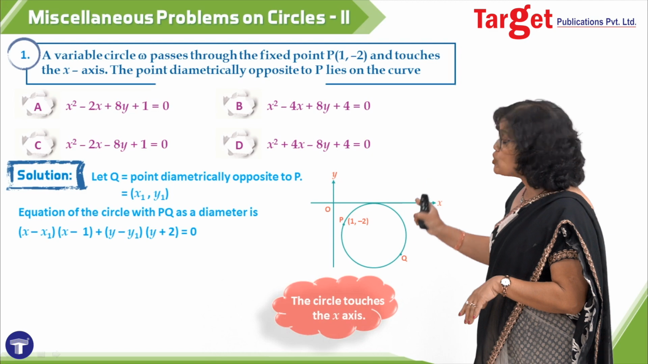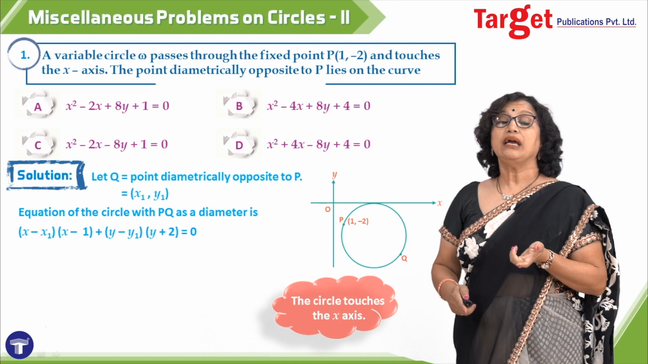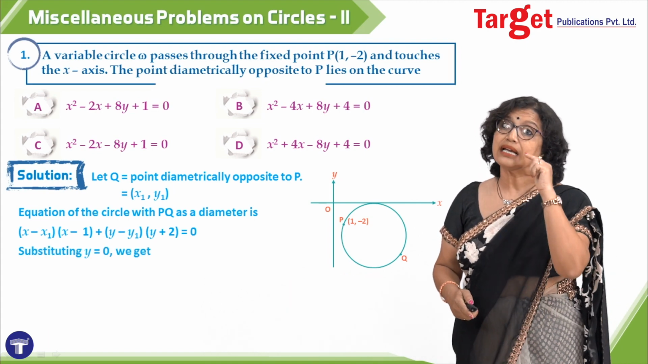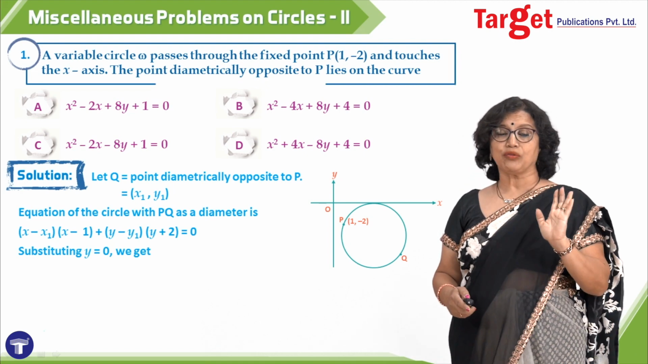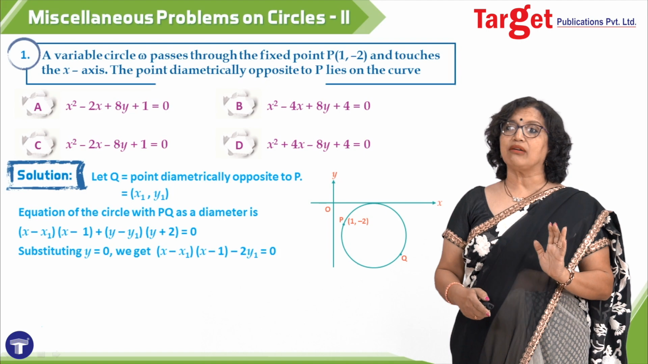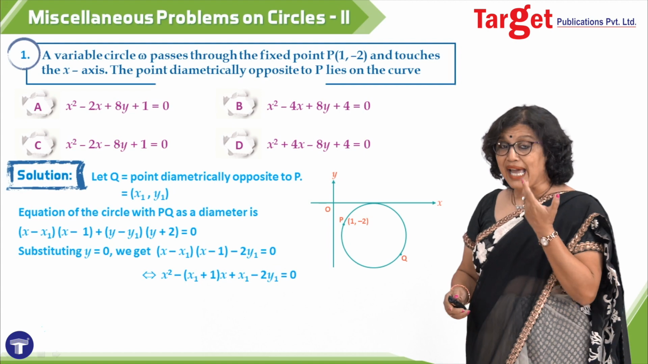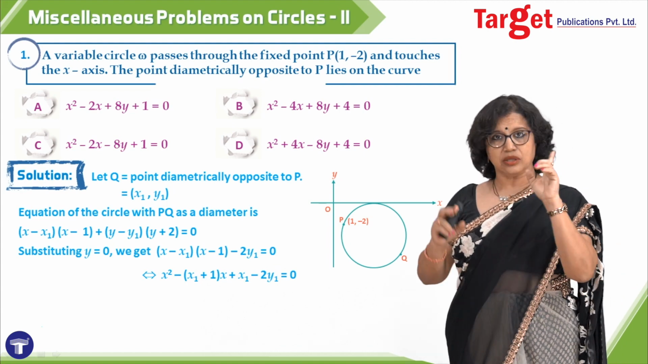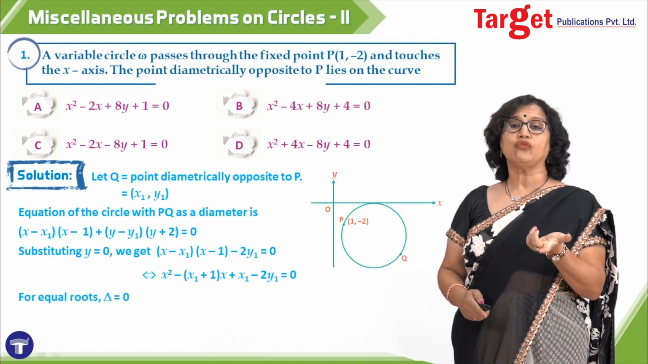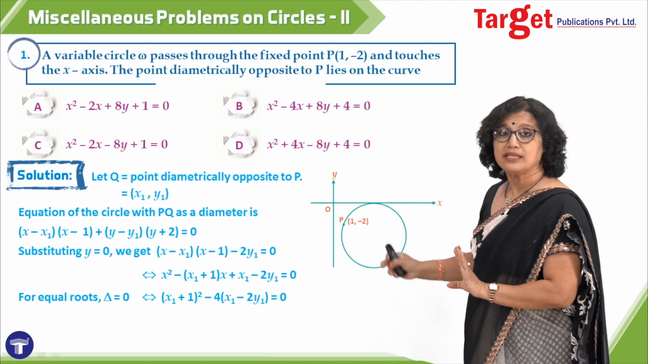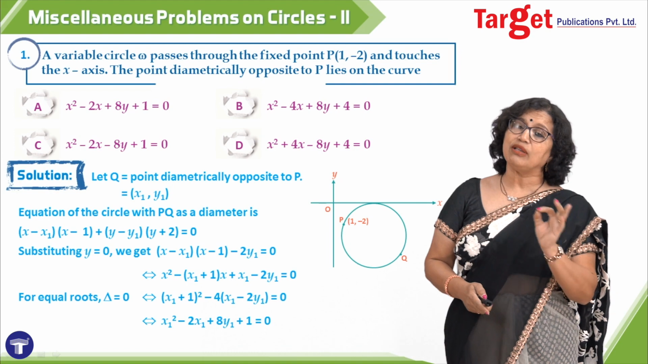Okay. Now also the question says that the circle touches the x-axis. Keep that in mind. If that is to be done, then obviously the circle meets the x-axis. Touches means meets. So you will have to substitute y equal to 0. And after substituting y equal to 0, you get one quadratic equation in x. And that quadratic equation in x now will have to have the equal roots situation. Correct? Why? Because the circle touches the x-axis. And for that, I go for discriminant equal to 0, which on simplification would lead to x1 square minus 2x1 plus 8y1 plus 1 equal to 0.